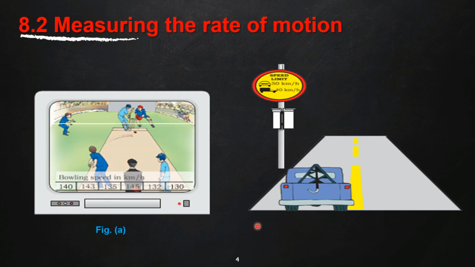In the next figure, a signboard is in front of you. Here speed limit is given. For car, the speed limit is 50 km per hour. It cannot exceed this limit. Truck can attain a maximum speed of 40 km per hour. So on this road, the truck can move with a speed only up to 40 km per hour.